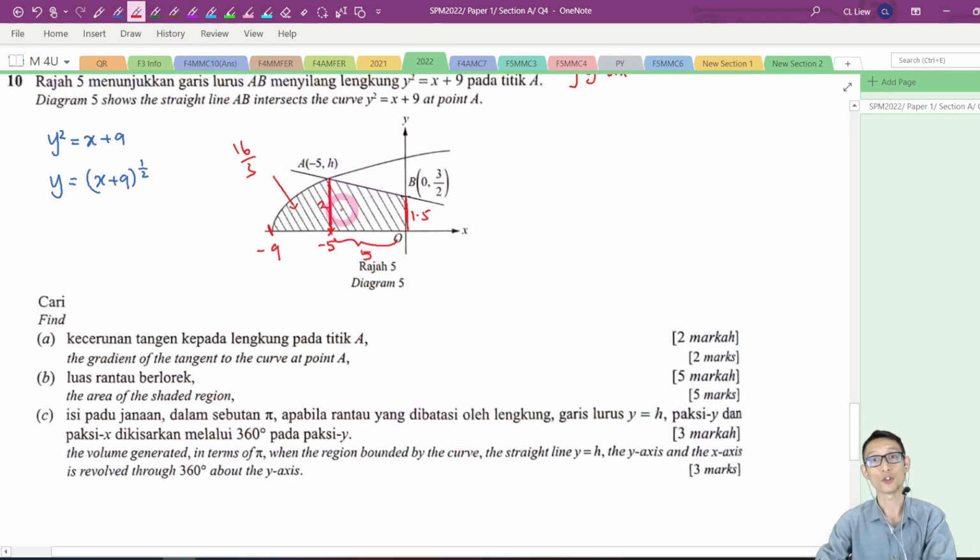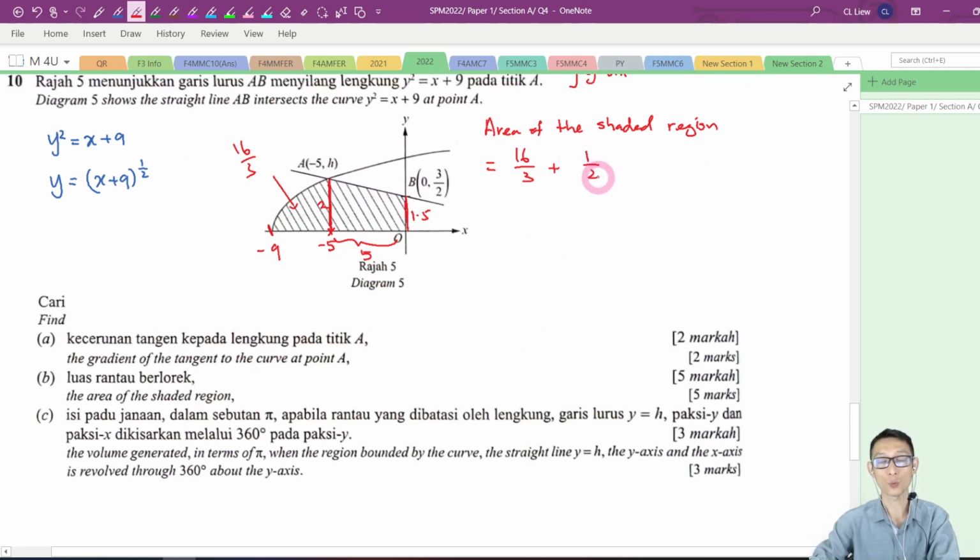Now, this one you don't have to use the integration method. You just use the normal trapezium area formula to help us get the area of this trapezium. Okay, area of the shaded region. This part, 16 over 3 plus the trapezium. Okay, for the trapezium, start with 1 over 2 when you want to find the area, and then find the sum of the two parallel sides. So this is 2, this is 1.5, 2 plus 1.5 times the height of the trapezium.